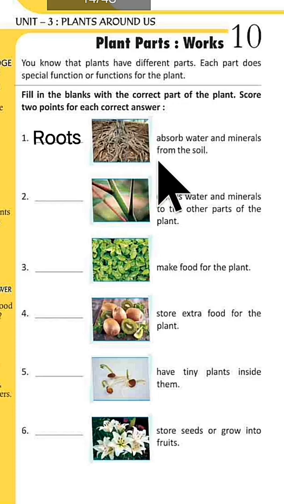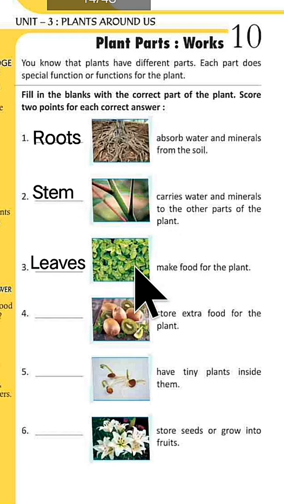What is the function of the root? It absorbs water and minerals from the soil, and so we will be writing the spelling of roots here. The second picture is of stem. What is the function of the stem? It carries water and minerals to the other parts of the plant, and so we will be writing the spelling of stem here. The next picture is of leaves. What is the function of the leaves? It makes food for the plants, and so we will write the spelling of leaves here.